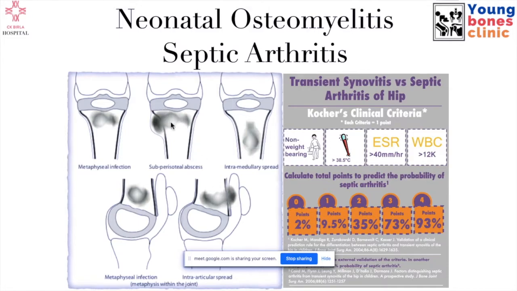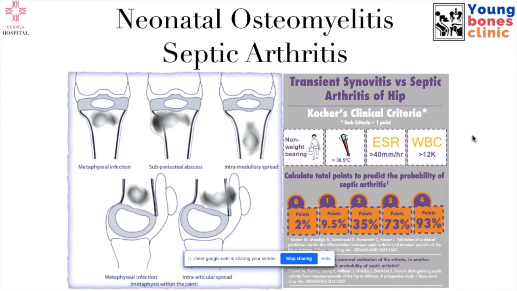But when the metaphysis is not within the joint, like the proximal tibia, it will only form a subperiosteal abscess. They have a lesser chance of septic arthritis. So the distal femur and proximal femur are intra-articular, where the metaphysis is within the capsule. So there the chances of septic arthritis are higher. That is why septic arthritis of the hip is so common, and knee septic arthritis due to distal femur osteomyelitis is again common.